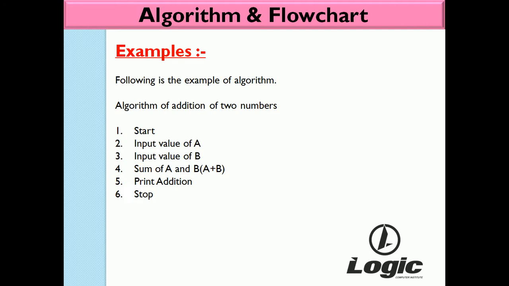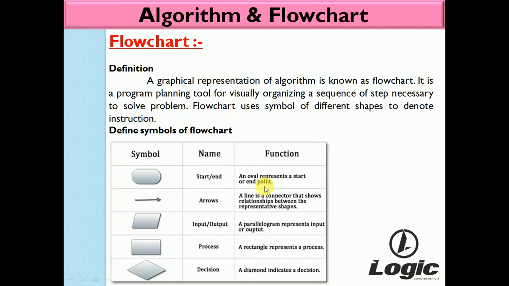Following is an example of an algorithm. Addition of two numbers is the problem, and we give the solution by writing the algorithm for that problem. So the first step is start, then input value of A, then input value of B, then sum of A and B, and print the addition of A and B, and stop. This is the step-by-step solution of a problem. This is the algorithm. Then next, flowcharts.